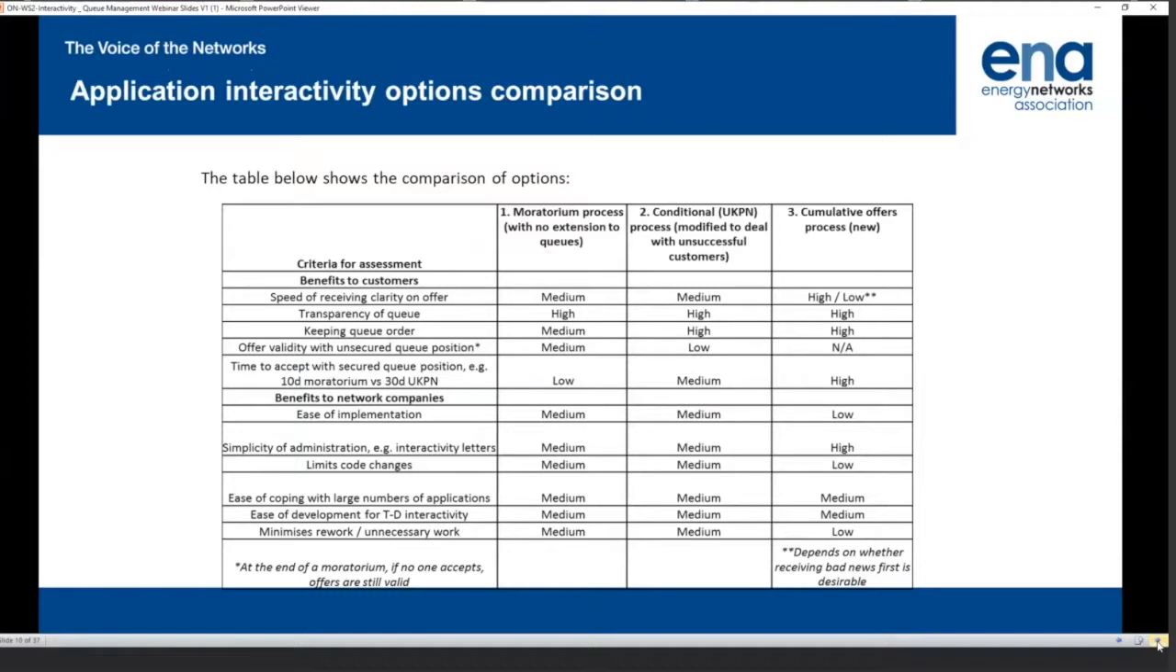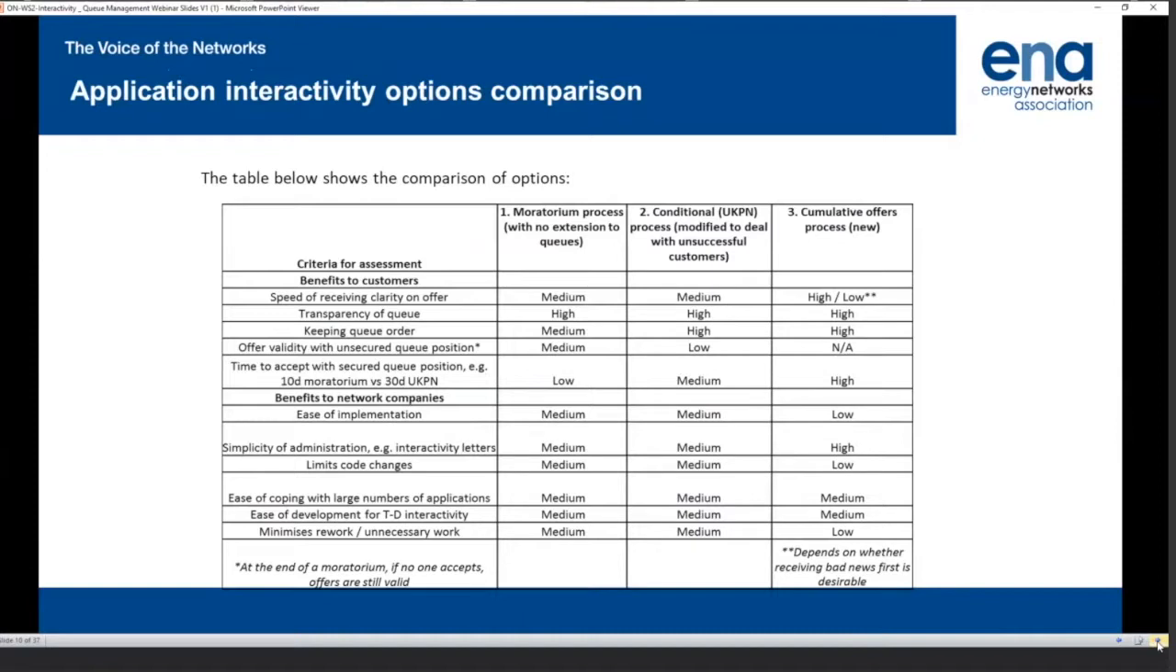The other thing about the cumulative offer process is that it's going to be quite a lot of work for network companies because there'll be quite a lot of rework of offers, reissuing of offers, and so on and so forth, with a potential question mark over how that will affect A&D fees if network companies are having to do a lot more rework of offers. I'll let you have a look at that slide, perhaps a bit more at your leisure.